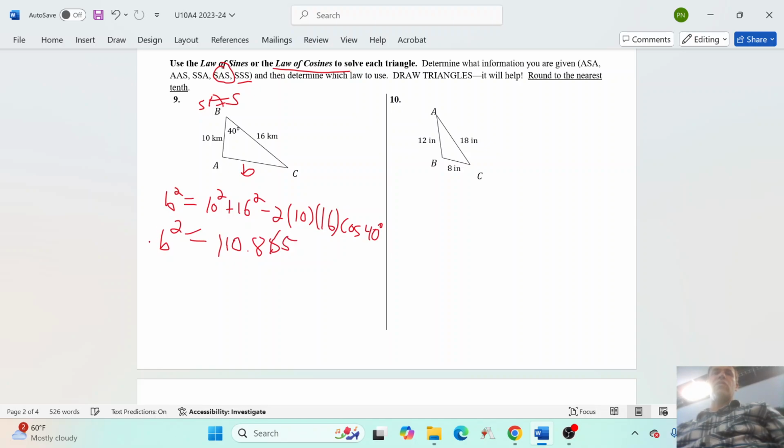And then to undo the 2, you're going to square root both sides. Right? Square root both sides. So then you get B is equal to, sorry about the wire.